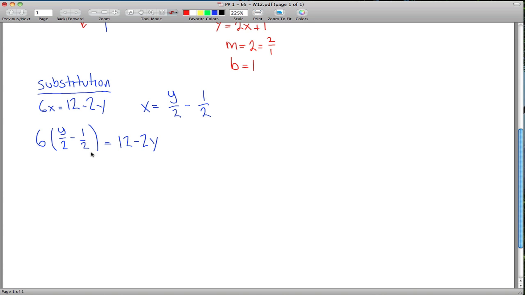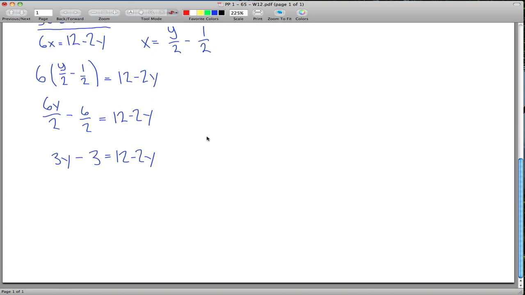You've got other options on how you do this, but this is probably the way I think would be the most natural. Let's see, if you think of this 6 as 6 over 1, we'll get 6y over 2, which is the same as 3y. Maybe I'll write an intermediate step in here just in case. 6y over 2, and then 6 over 1 times 1/2 is 6 over 2. Again, you're thinking about this as 6 over 1. And that equals 12 minus 2y. And now we can cancel out the 6 and the 2 and make that a 3y. Cancel out this 6 and 2 and make it a 3. And you get 3y minus 3 equals 12 minus 2y.